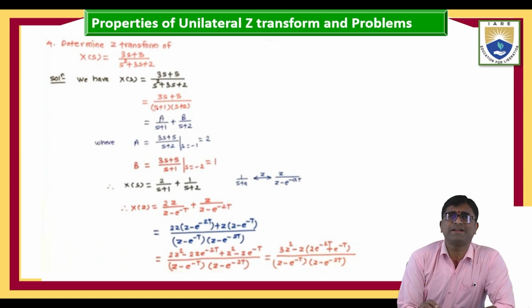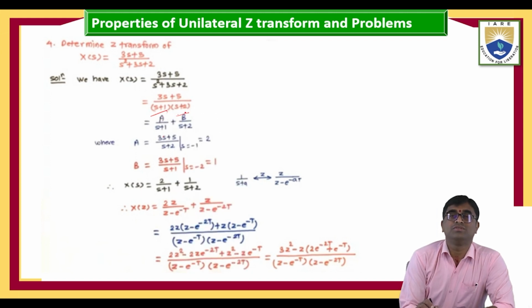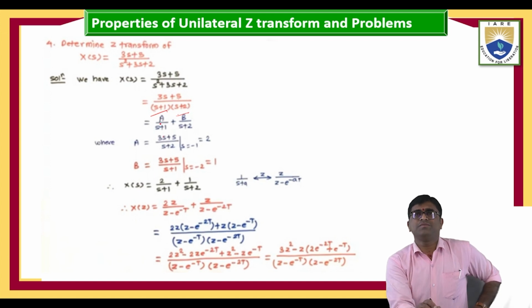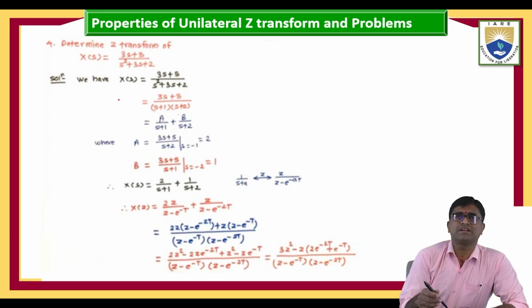So for taking this as partial fractions, what happened? A by s plus 1, it is s plus 1 denominator, plus B by s plus 2, this is s plus 2. So how can you find the A value? Already we know this shortcut method.